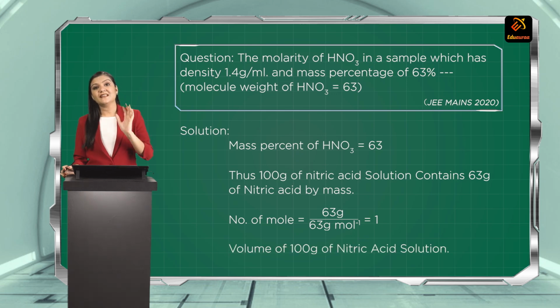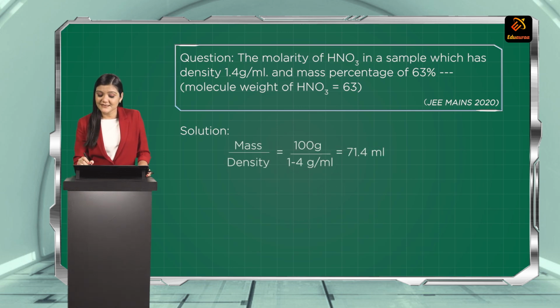Now I have to find out the volume of the given nitric acid solution. Density is equal to mass upon volume. Therefore, students, volume is equal to mass upon density. Mass is given as 100 gram. Density is already given in the question, it is 1.4. So, the volume is equal to 71.4 milliliters.